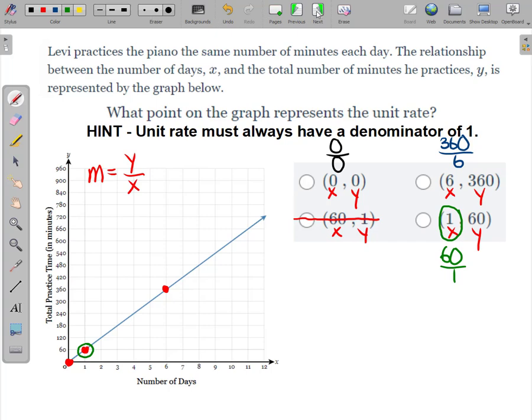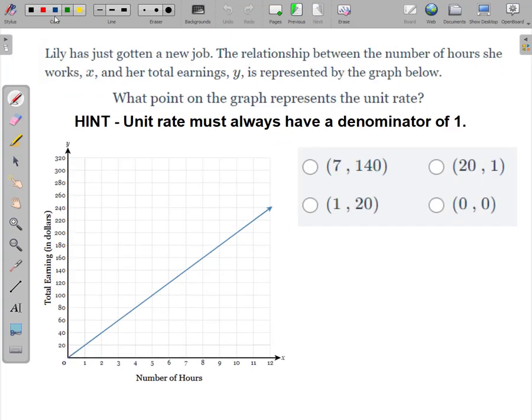So let's try one more example. Lily has gotten a new job. The relationship between the number of hours she works, x, and her total earnings, y, is represented by the graph below. What point on the graph represents the unit rate? Hint, unit rate must always have a denominator of 1. So along the x-axis, I've got number of hours from 0 to 12. Along the y-axis, I've got 0 to 320, and that's the total earnings in dollars.